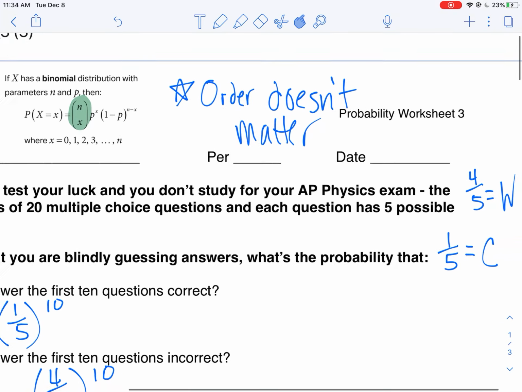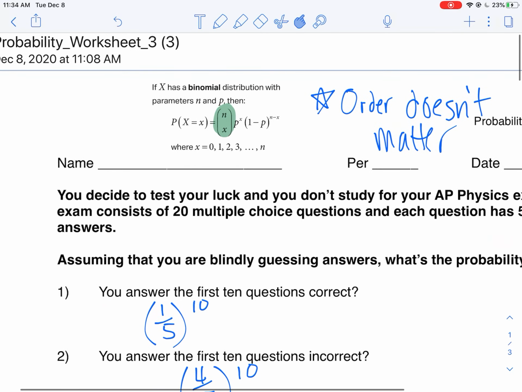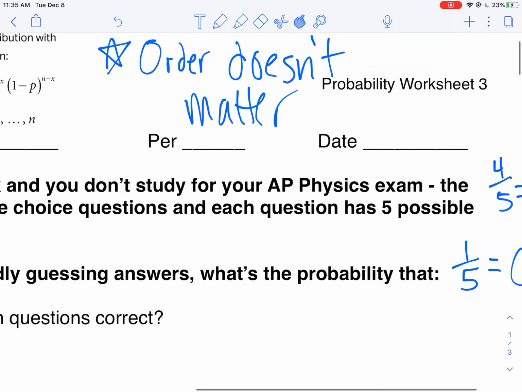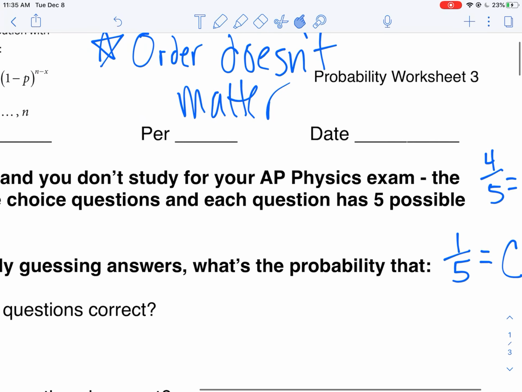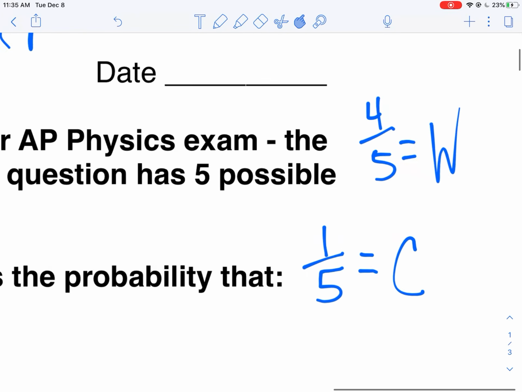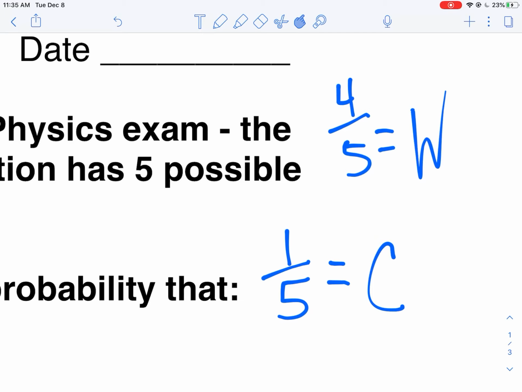You have 20 multiple choice questions, and each question has 5 possible answers. We're assuming we're blindly guessing, so we want to find the probability that. Now, first thing I established was that you have a 1 in 5 chance of getting it correct and a 4 in 5 chance of getting it wrong. Why? 5 choices, 1 of them is correct, 4 of them are wrong.